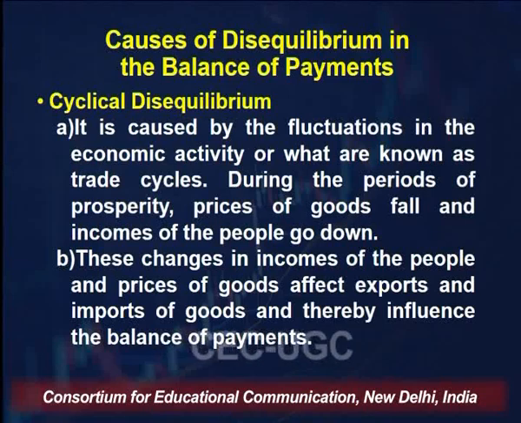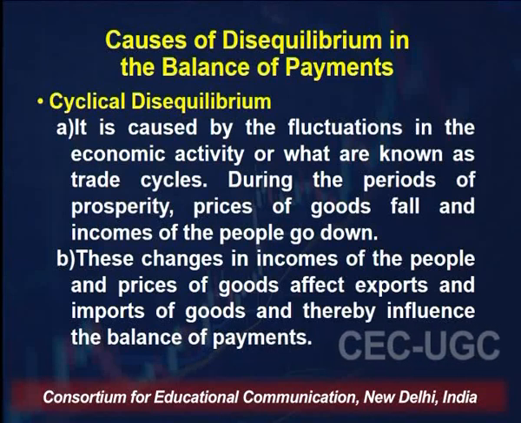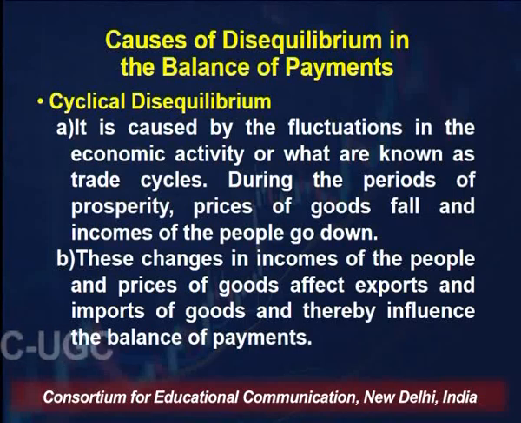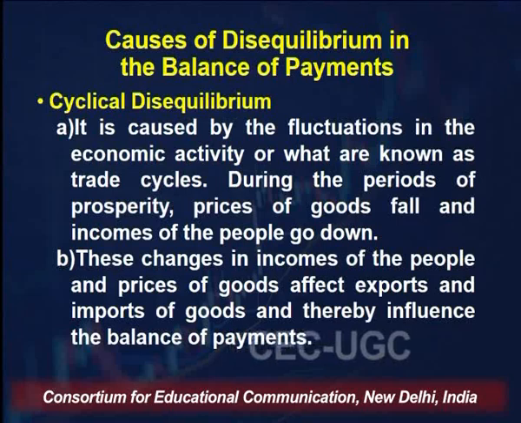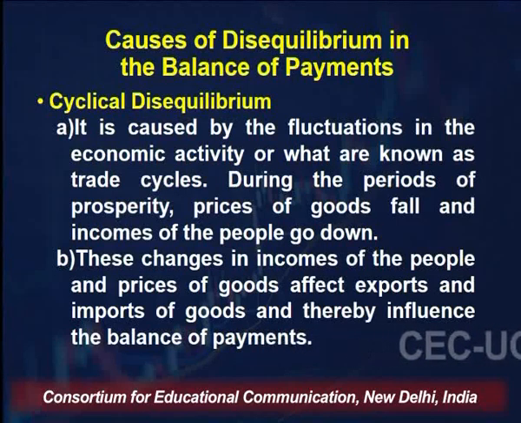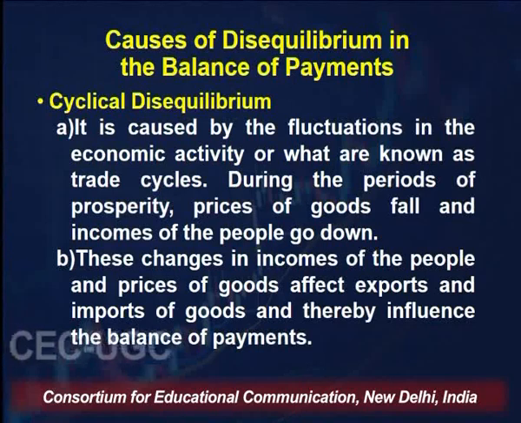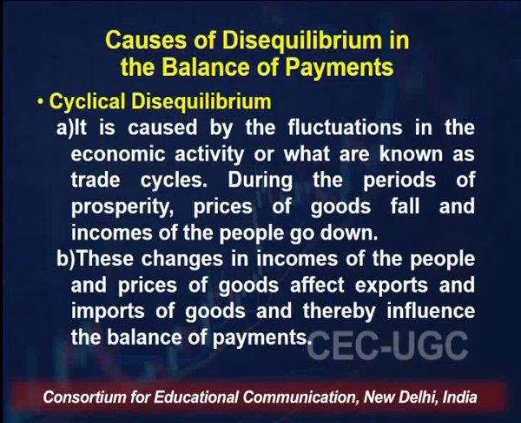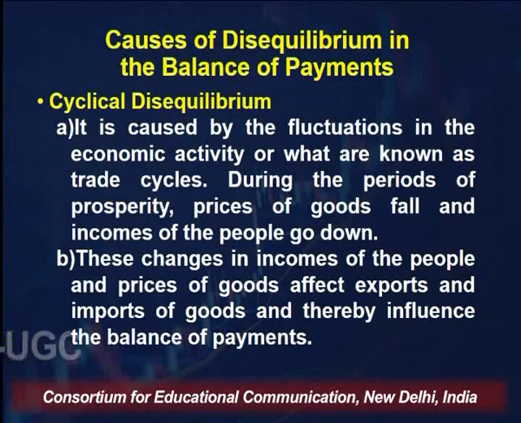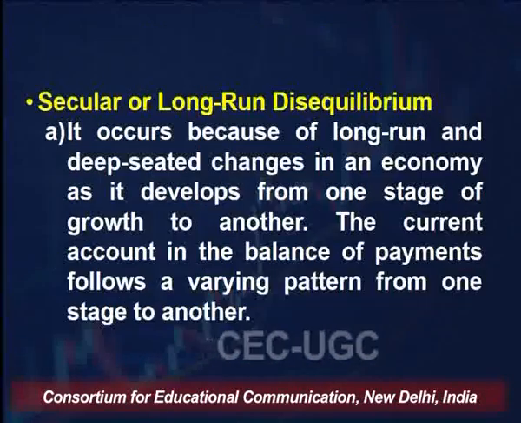First is cyclical disequilibrium. It is caused by the fluctuation in economic activity, or what are known as trade cycles. During the period of prosperity, prices of goods fall and income of the people go down. And these changes in the income of the people and prices of goods affect your exports and imports of goods and thereby influence the balance of payment.